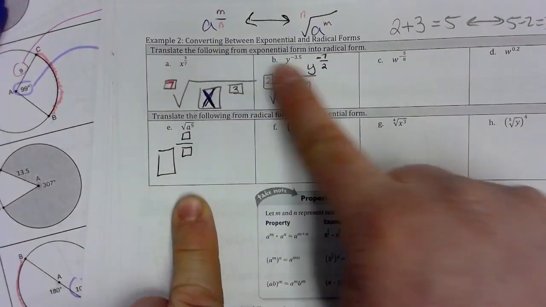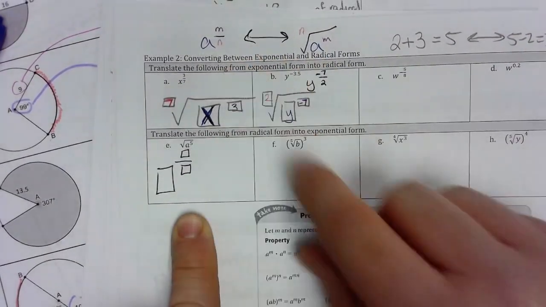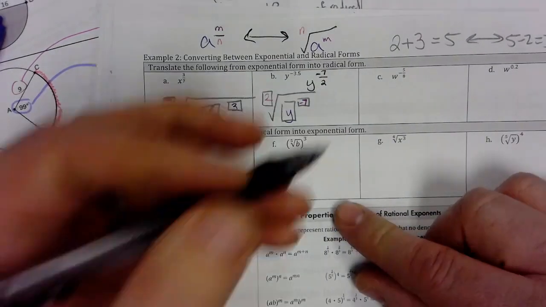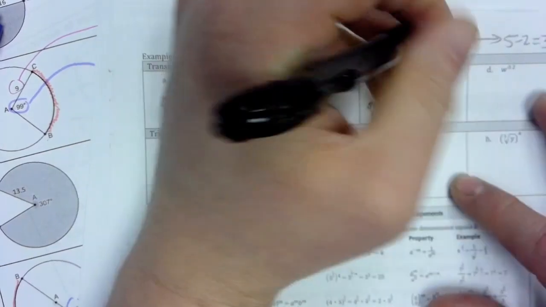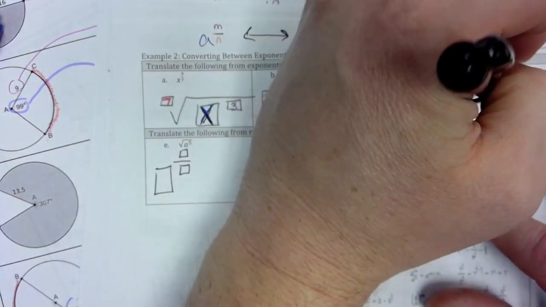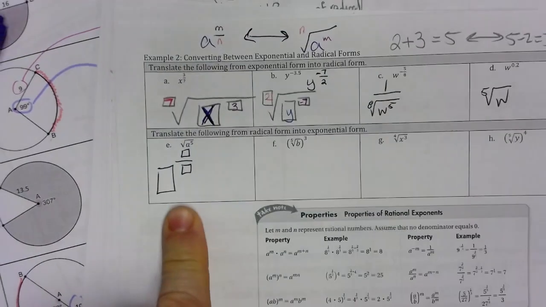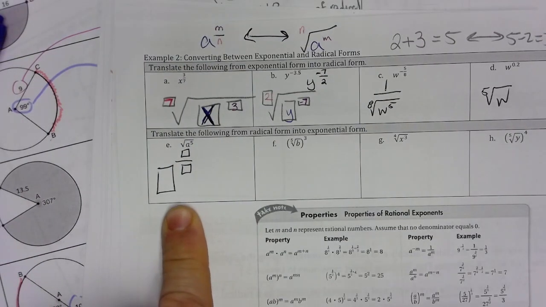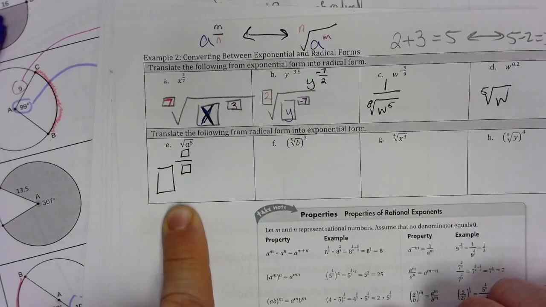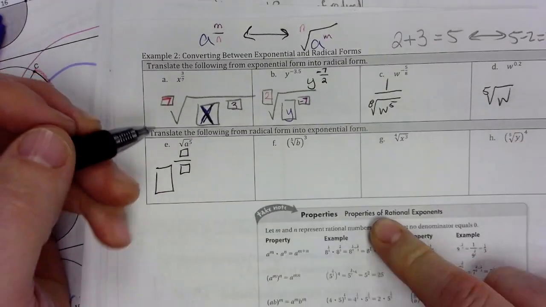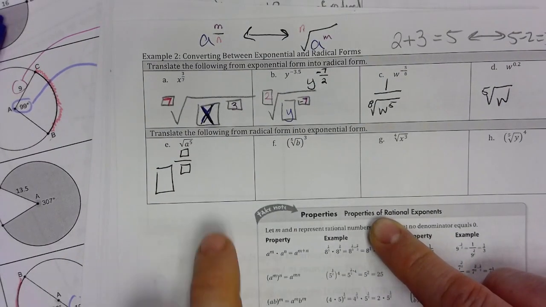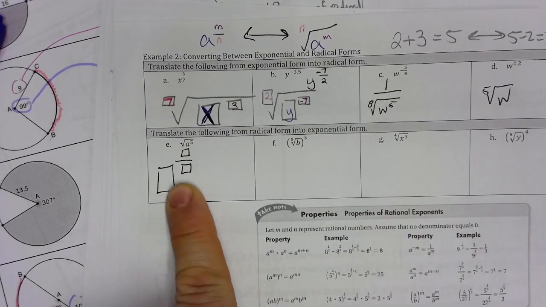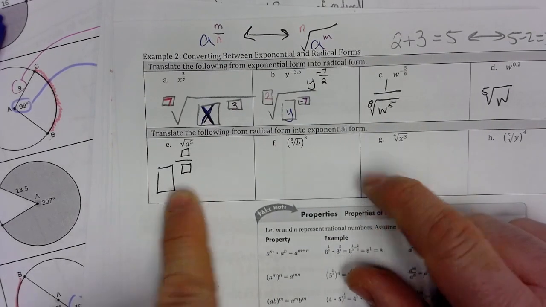Try letter F. While you try. Did you come up with this for letter F? Isn't 5 the index, so it goes on the bottom? Isn't 3 the exponent, so it goes on top? Should be a b right there. Sorry, that's a little bit non-b-ish.